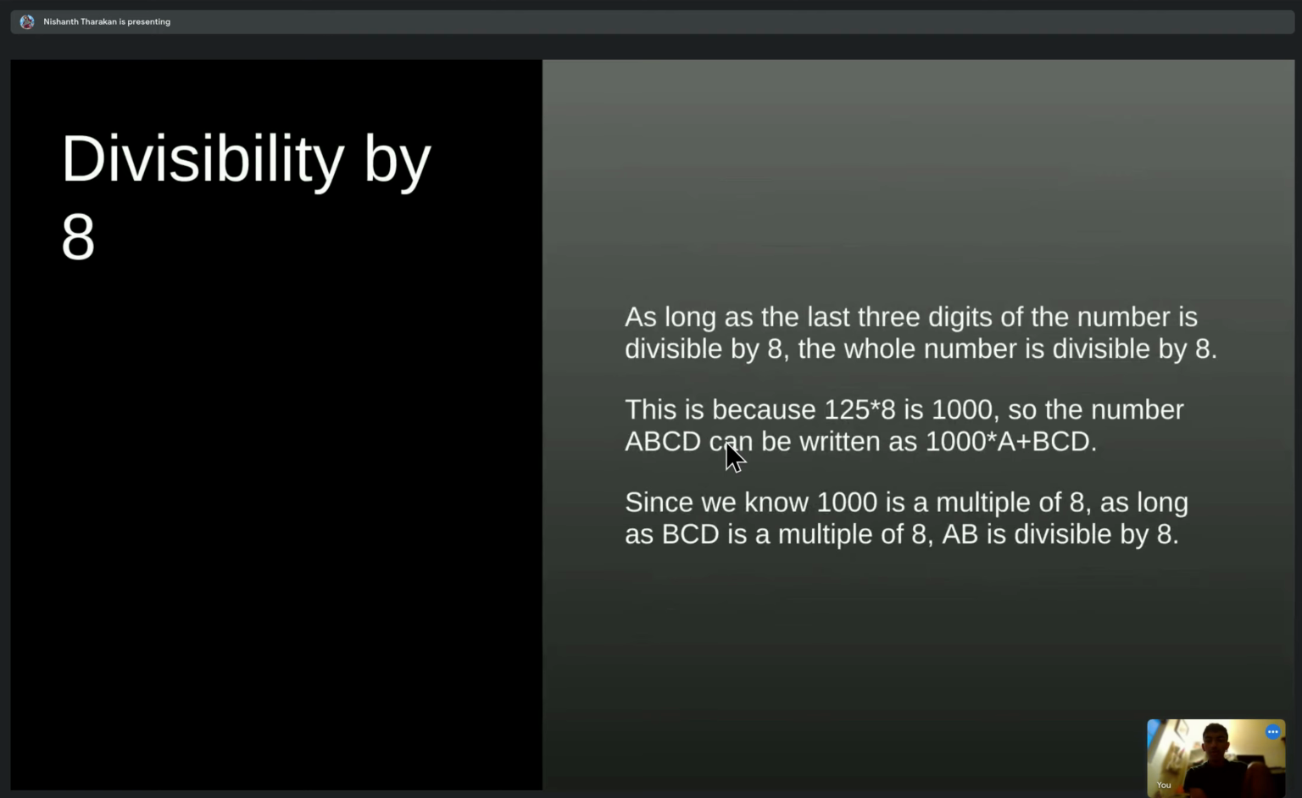Divisibility by 8 works the same as 2, 5, and 4, except we just switch it out for 1,000, because now we use the fact that 125 times 8 is 1,000. So you can write all numbers like this.